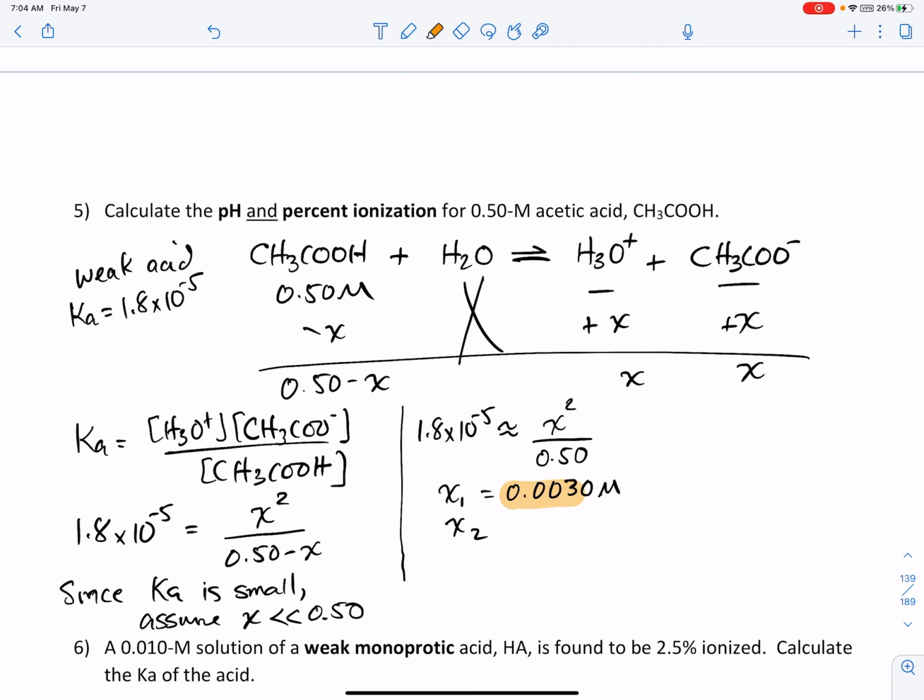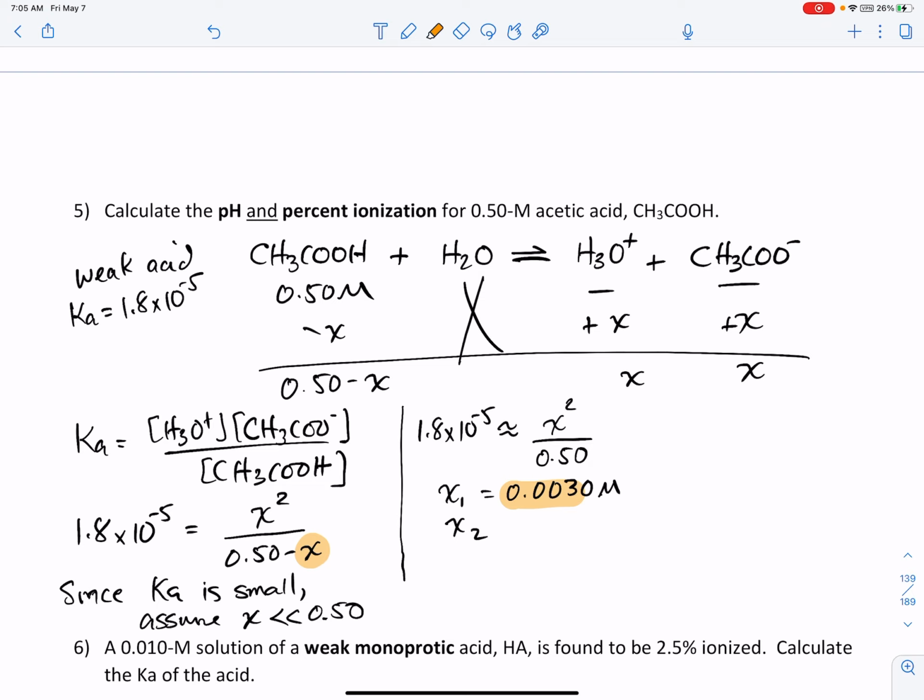Now we'll get a second approximation by taking the first approximation and putting it back into the original equation where we ignored the X. So in other words, we're going to put it in the denominator and say 0.5 minus 0.003. And then we'll solve for the X in the numerator. So on our calculator, 0.5 minus 0.003, the first approximation, equals, take this answer and multiply by the Ka value out front, equals, this is equal to X squared, the numerator.